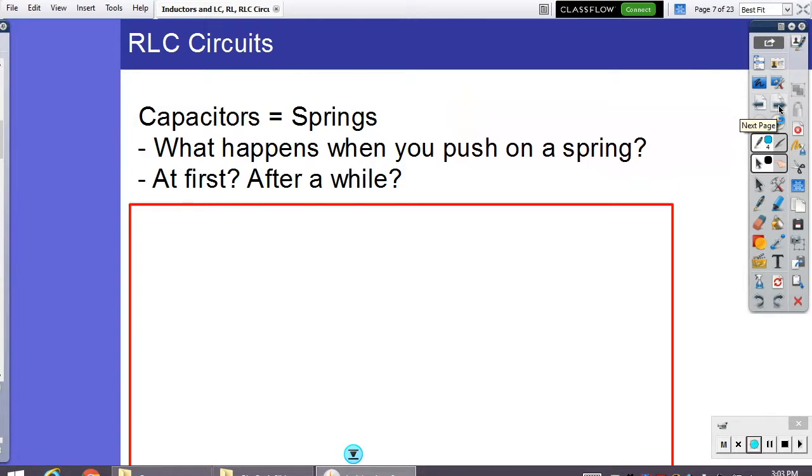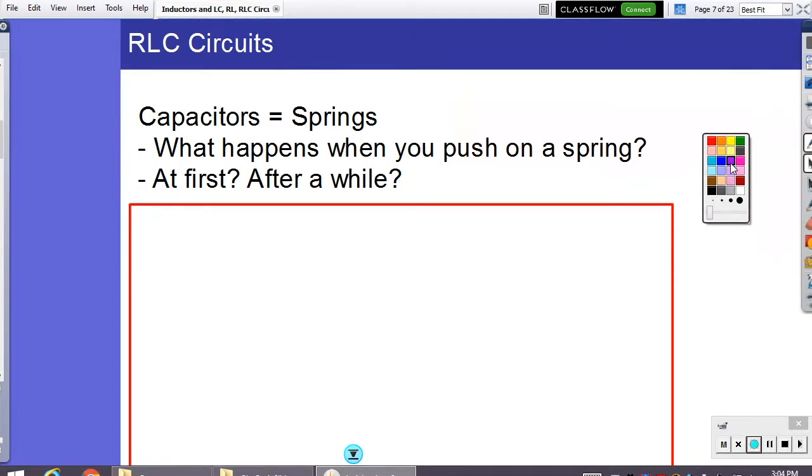So when we start to put these in circuits, we know that they fight change, but let's talk a little bit philosophically about how to think about this. This is a really interesting perspective that I want to share with you. So there's mechanical analogs to what's going on in a circuit. You can think of a capacitor as a spring.